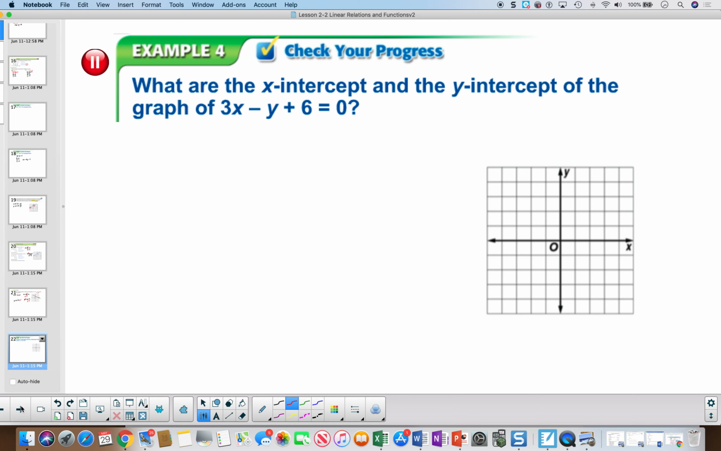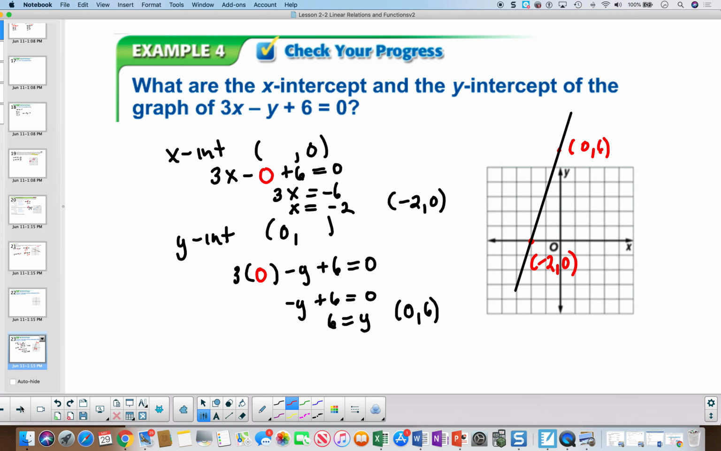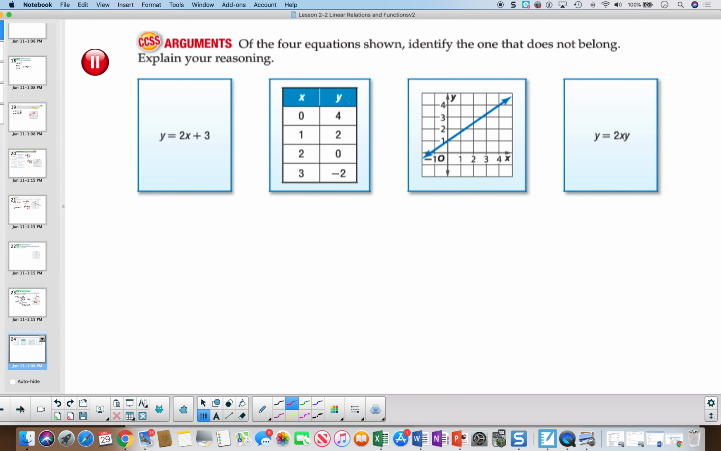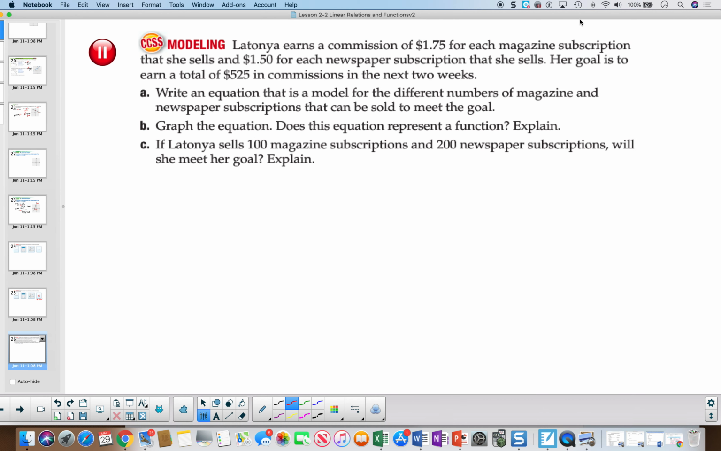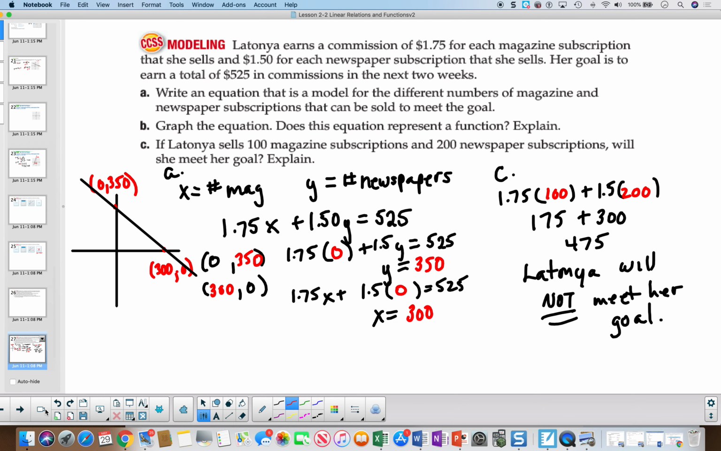Pause, and here's the answer. Let's do one last problem. I need you to take a look at this problem, pause, and see if you can take a look at A, B, and C, and then you may look at the answer. And here's the answer.